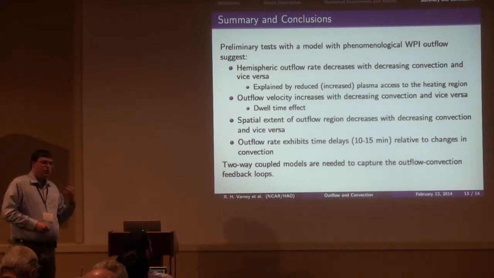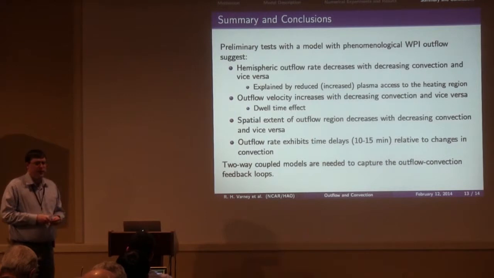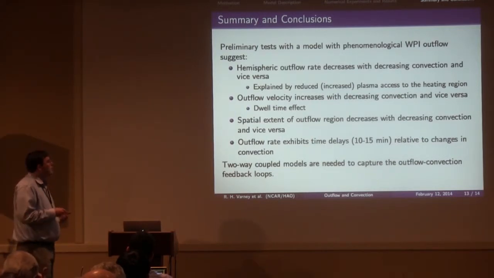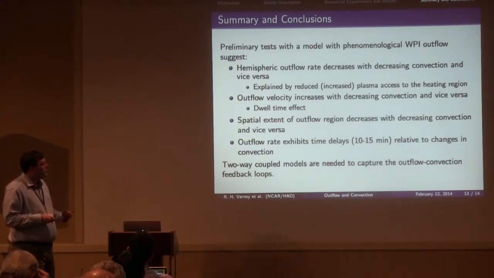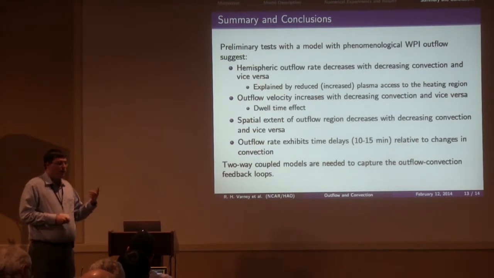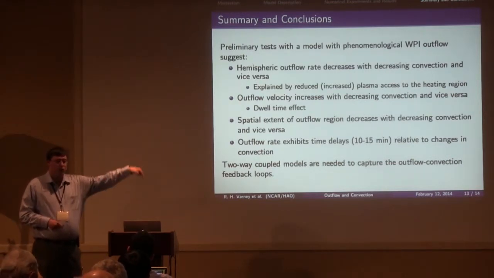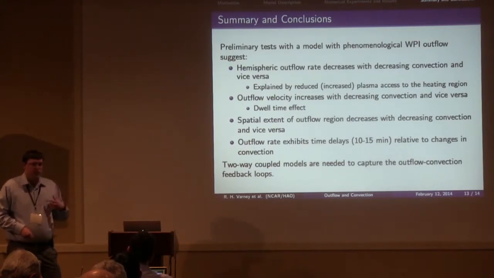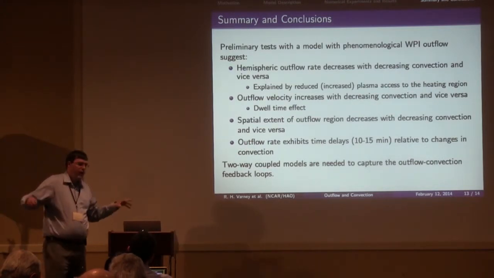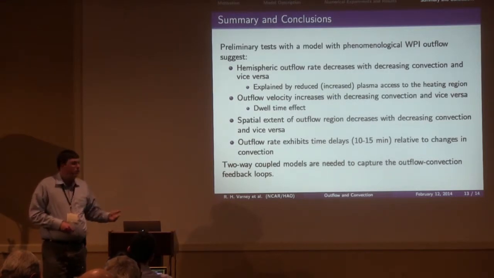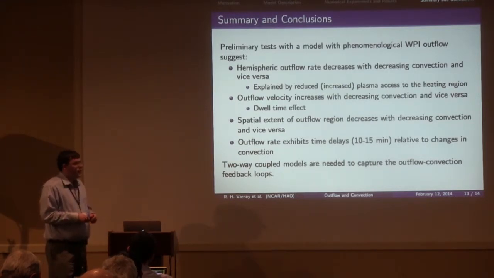If you were to just use the Strangeway DC Poynting flux empirical relationship, you would get basically the same behavior. But what I'm saying is that there's actually more to it than that, because the outflow velocity will increase with decreasing convection because of a dwell time effect. And the outflow velocity will affect where these particles ultimately go out in the magnetosphere. Furthermore, the spatial extent of that outflow region, how far it gets dragged away from the heating region, changes. And that will also change where these particles go out. And there are also time delays in the process.